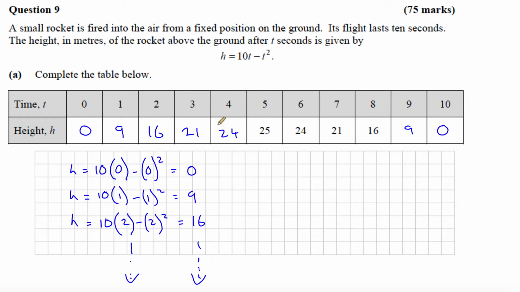So you can also do this using the table function in your calculator. If you, instead of h, you treat that as y and the t as x, you can just put this in as a function in y and x and put these values in and get it with the table function. But there isn't too many to do here, so it's easy enough. So that's the table filled in.